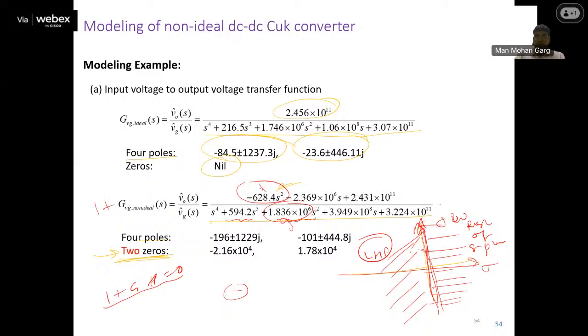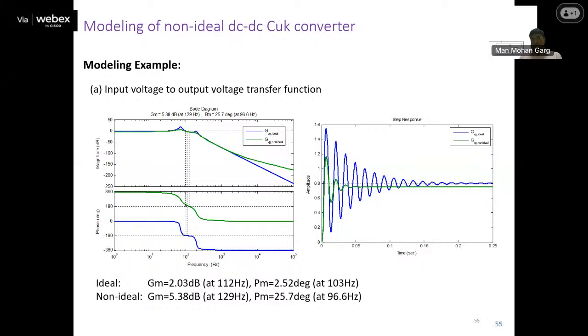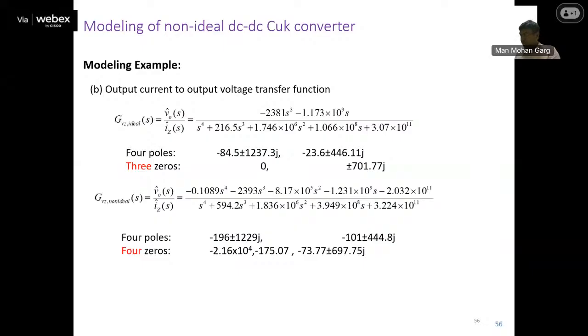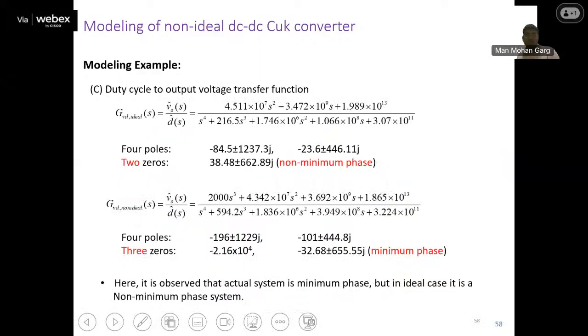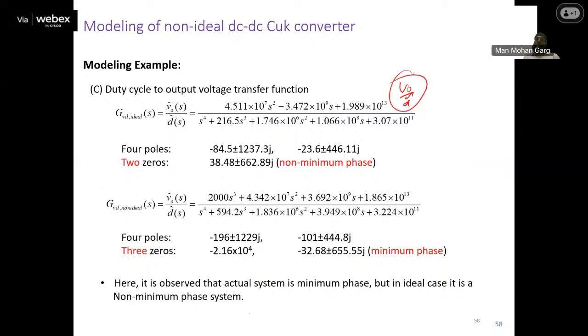Okay. So this is its transfer function and its state response, and here also we can see that the non-ideal system is giving good information. This is V naught upon I naught. In this case, 3 zeros, 4 zeros. So here also there is a difference in performance. This is the most important thing you see here: V naught upon D. If you are using this V naught upon D, then what is happening? 4 poles.